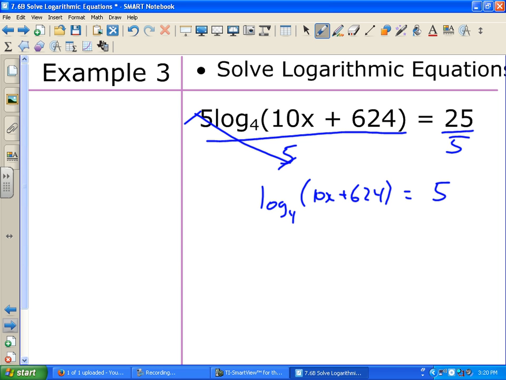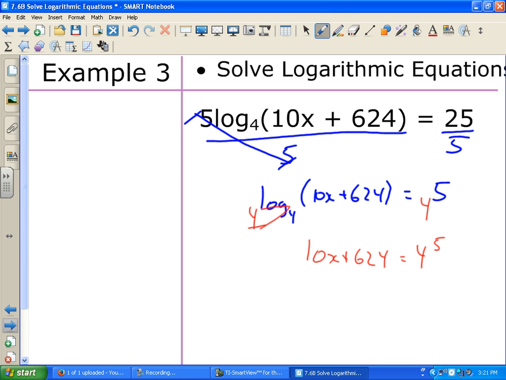I would like to get rid of my log base 4 at this point. The way that I will get rid of the log base 4 is introduce a base 4 to both sides of the equation. 4 to the log 4, there's my identity. That gives me 10x plus 624 equals 4 to the 5th.